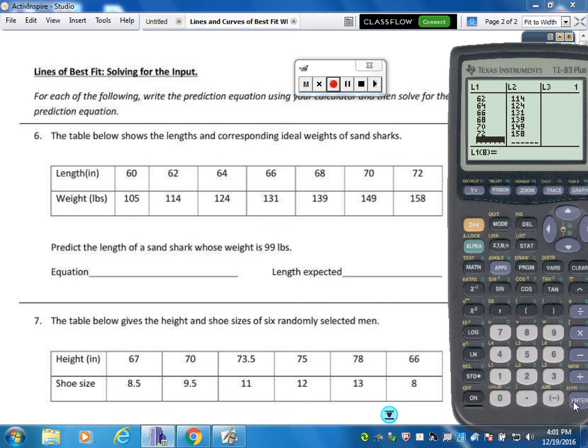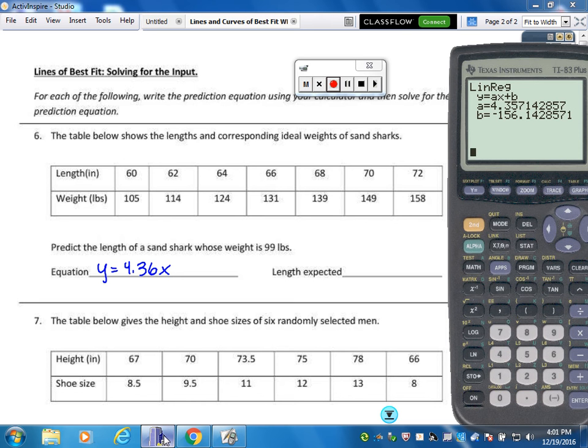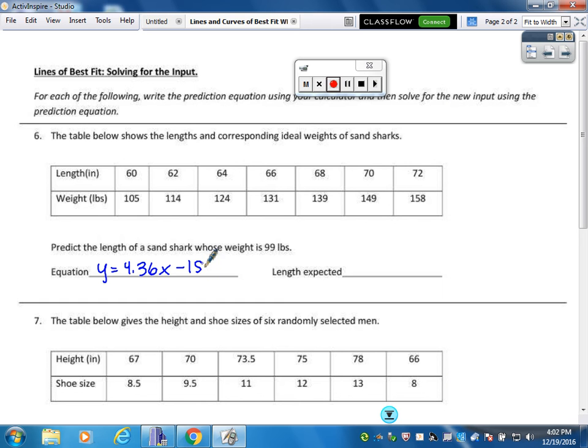All right, so we're going to hit stat, we're going to go over to calc. We're still going to do this part here where we go to number 4, or hit option number 4. You need to go make that calculate, and we've got y equals ax plus b. We've got y equals 4.36. So y equals 4.36x. And then our b value there is negative, so I'm going to say subtract 156.14. Negative 156.14.